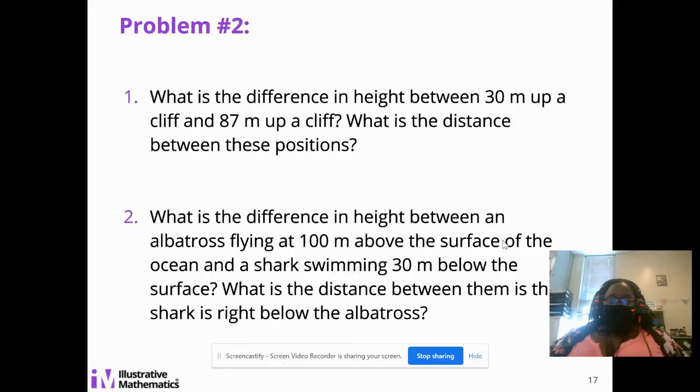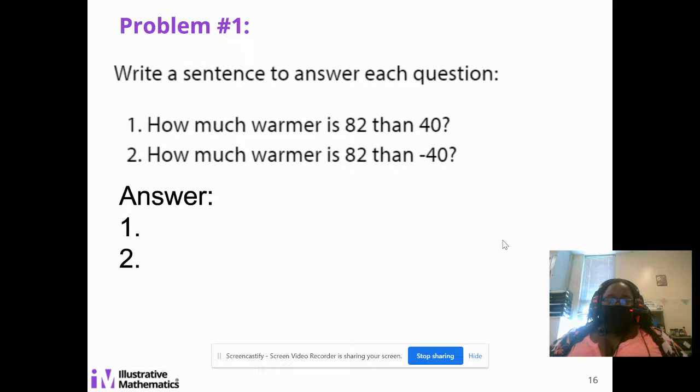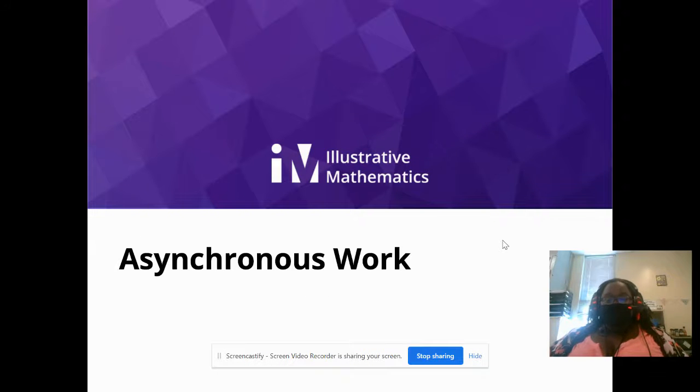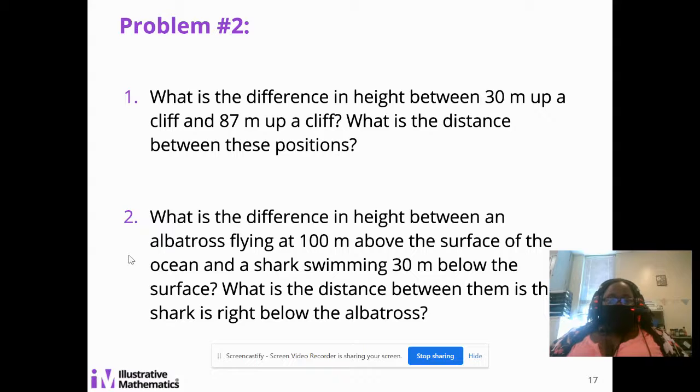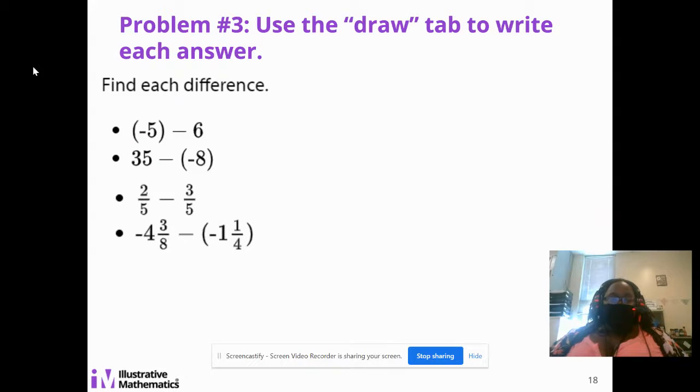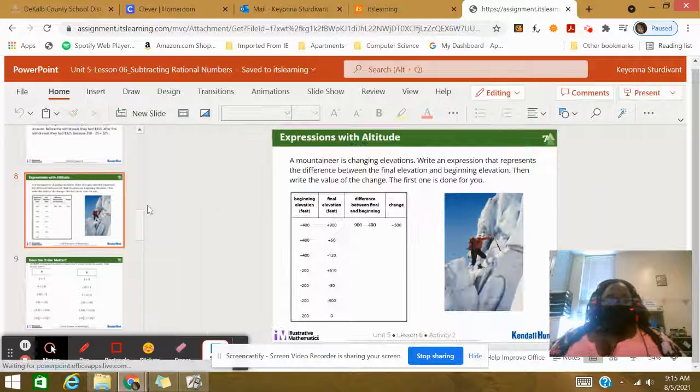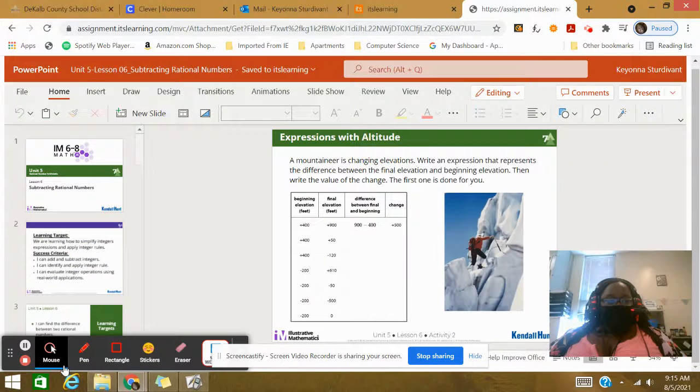Okay. And again, the asynchronous work is the cumulative practice problems that I already made a video for. If you complete it in the PowerPoint, you're going to answer this. But again, go back to the cumulative practice problem video. Same thing here. You're going to answer these two questions regarding distance on cliffs, as well as the shark and the sea level. And then finally here, you're going to simplify each of these. And again, I gave you a hand if you're using a PowerPoint, make sure you use the draw tab to write each answer. And again, if you have any additional questions on lesson 6, you can ask me during class.